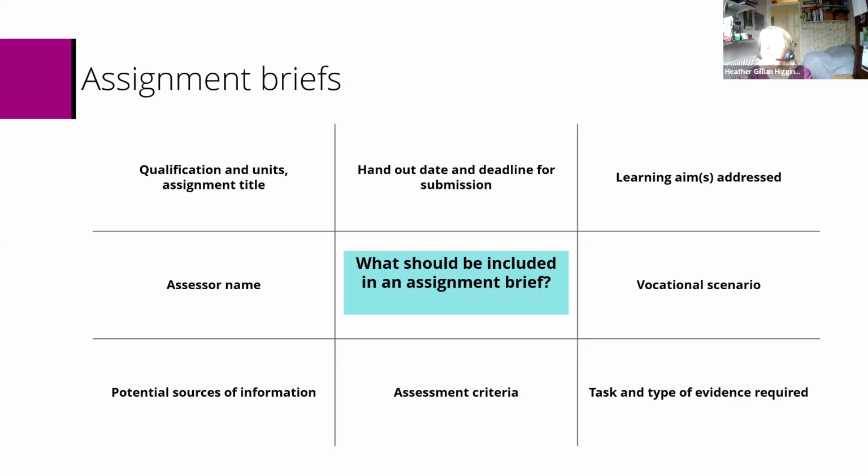Handout date and deadline for submission, and the learning aims that are going to be addressed in that assignment brief. The assessor name and a vocational scenario or a vocational context. Potential sources of information. It's useful to have those at the end of your assignment brief, or they may all be on the intranet that you use. The assessment criteria, the task, and the type of evidence. So all of those are important. Any of those missing, then your learner might not have the full information.